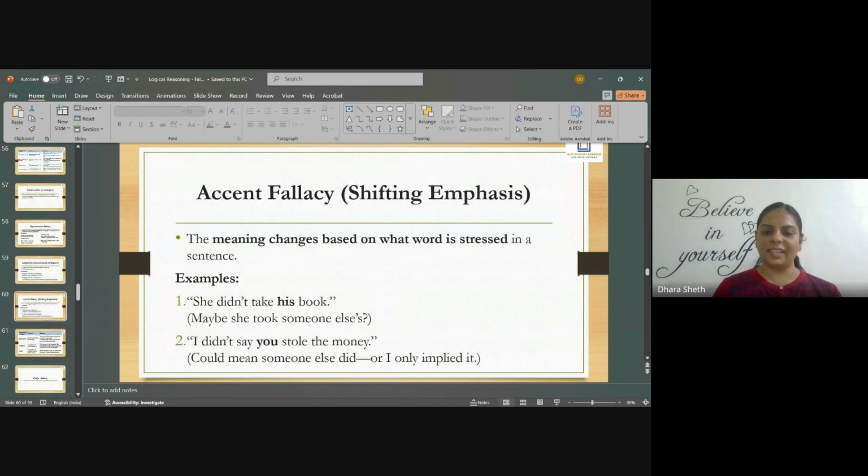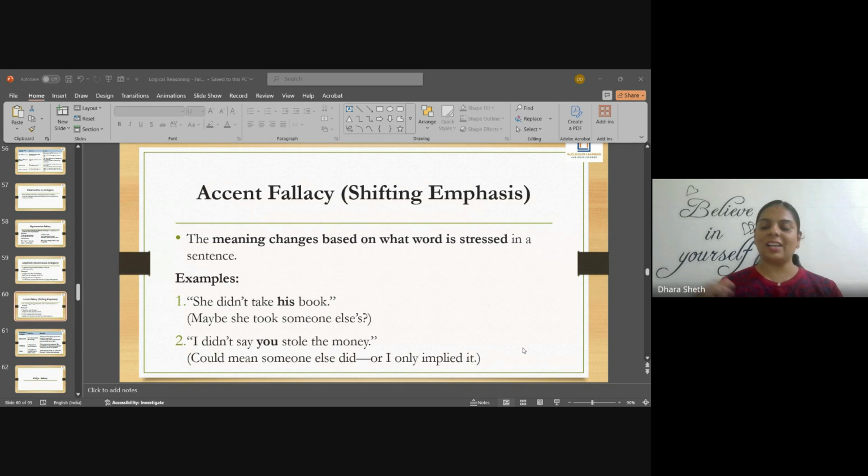The last one is the accent fallacy, which will probably not be there in the exam, but if it is given as an option, you should know the meaning of it. Accent fallacy or shifting emphasis. While we are speaking, based on what word we stress orally, the meaning changes.